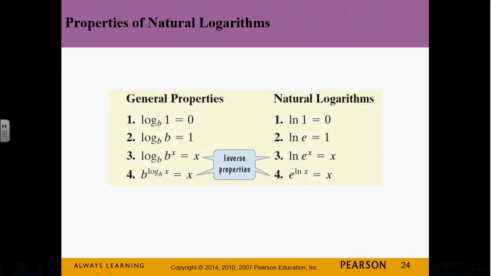So the natural log function gives you the same properties. Natural log of 1 is 0. Natural log of e, the bases are the same, so it's equal to 1. Natural log of e to the x, bases are the same, so you get x. e to the natural log of x, you get x. These rules come into play pretty hard in the last section when we talk about solving equations. So it's really important that we get these basic properties down, right? I'll leave them up for a second.